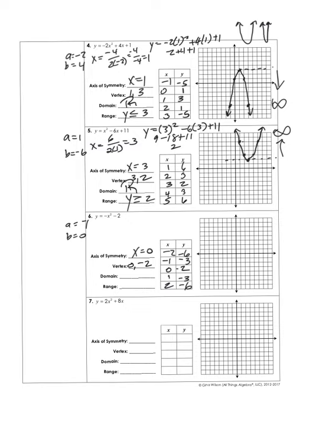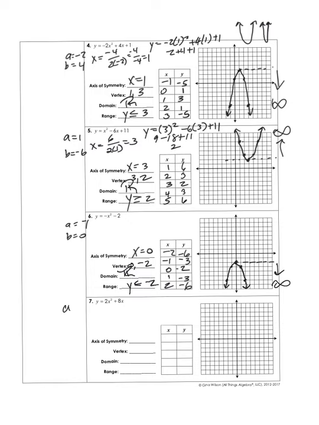Let's go ahead and plot our points. And our graph opens down because A was negative. And our domain for all quadratics is all real numbers. And the range, it looks like, starts at y equals negative 2, and it goes down forever to infinity. So the range is y is less than or equal to negative 2.